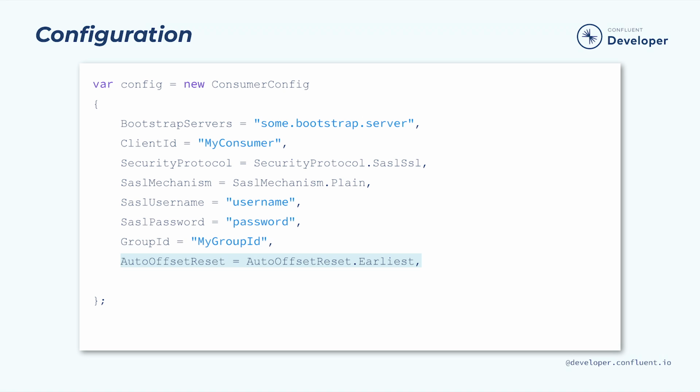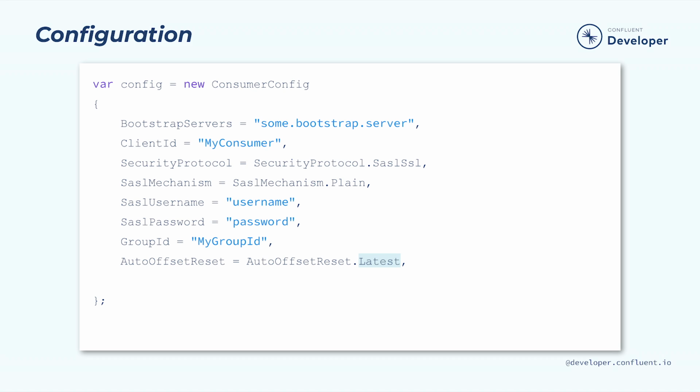Auto offset reset determines where the consumer should start processing messages if it has no record of a previously committed offset. In other words, if the consumer is unsure where to start processing messages, it will use this setting. Setting it to earliest will cause the consumer to start from the earliest message it hasn't seen yet. This is a good value to use if you want to ensure that all messages get processed.